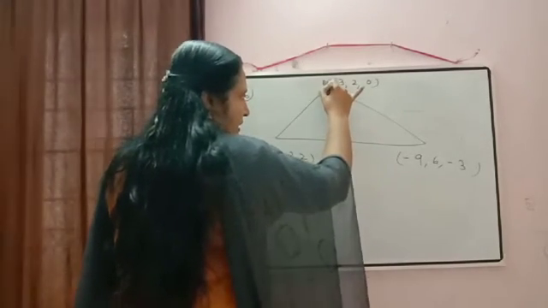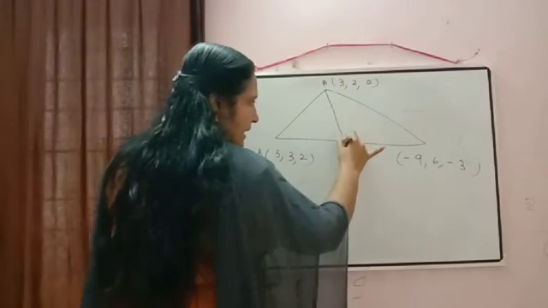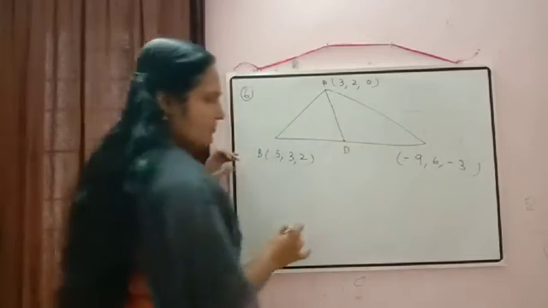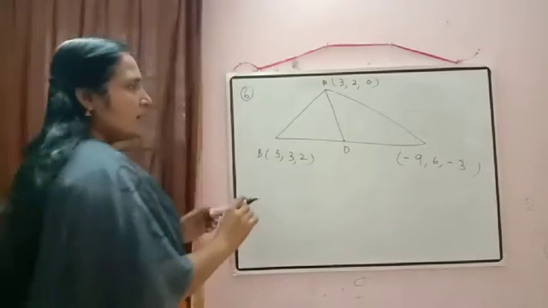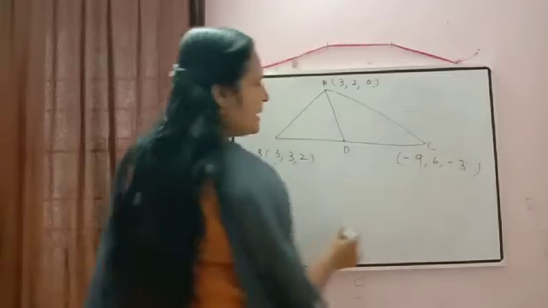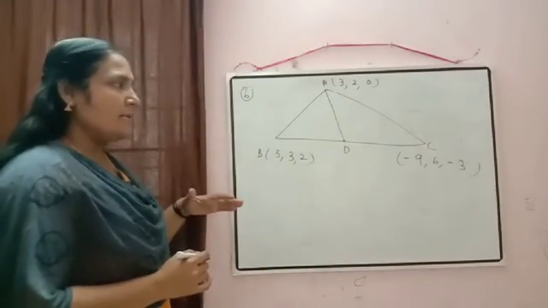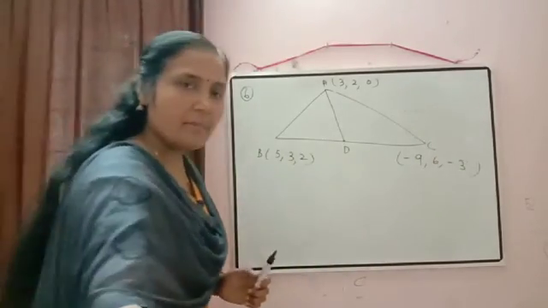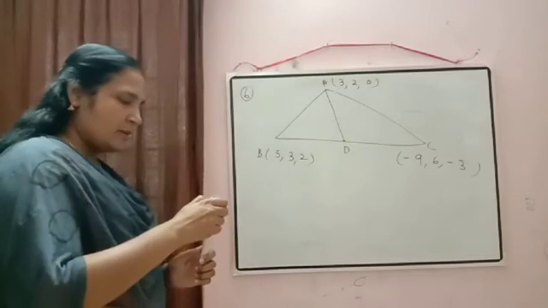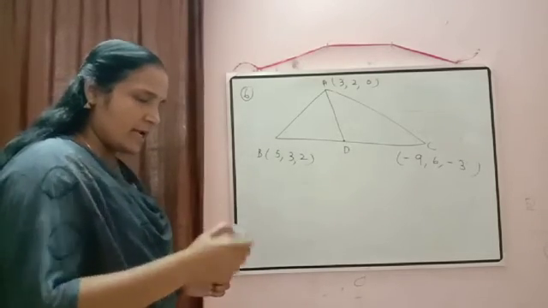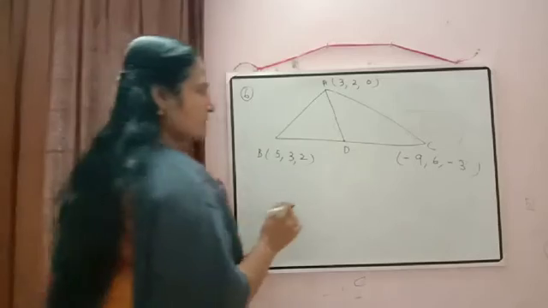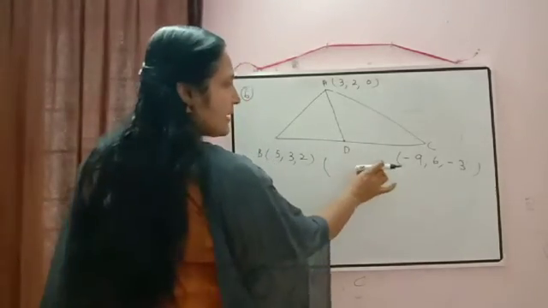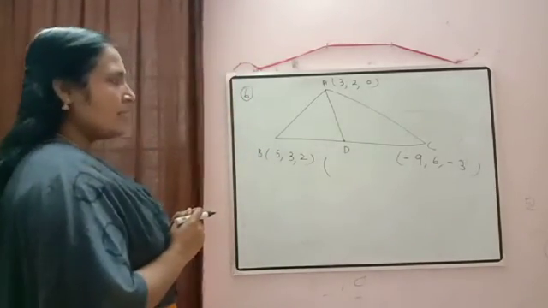So first I am drawing the median AD here. What is the relation? D is the midpoint of BC. Correct? D is the midpoint of BC. So again and again the formula we will not write. Directly we can use the concept of midpoint. Directly we will write here what will be the coordinate of D.